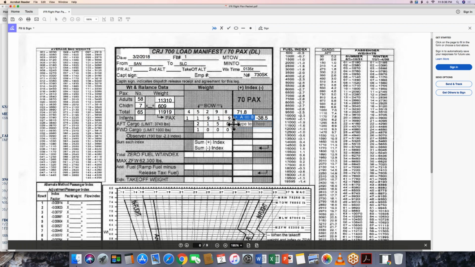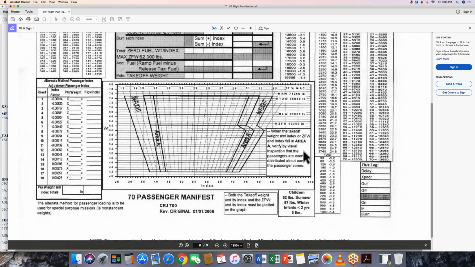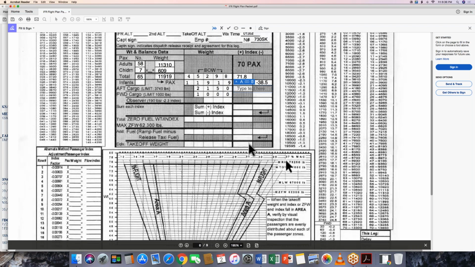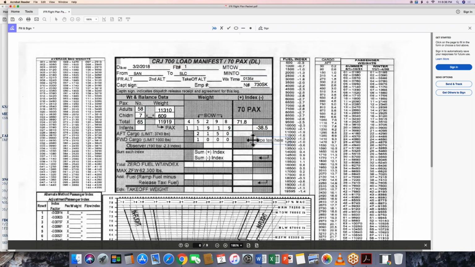Just look down below for the forward cargo at a max of 1,000. I think it's the bottom one, if I remember right. So for the forward cargo, we're going to say a minus 5.4, correct? So that gives us our forward cargo. Now let's look at our aft cargo. Let's get our index for our aft.